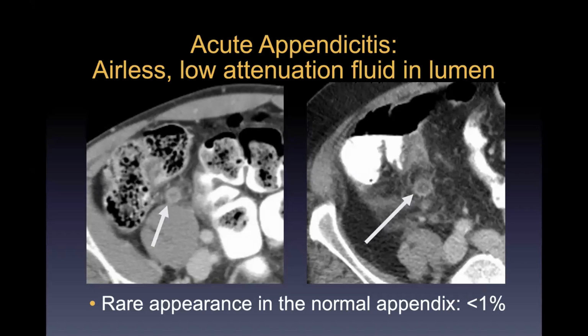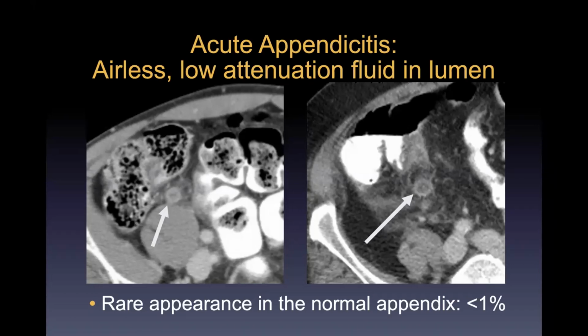And then this is one that I actually like a lot, and I don't feel like it gets quite enough attention most of the time, and that's the appearance of airless, low attenuation fluid filling the lumen of the appendix. Now, you'd think that there's fluid in bowel, there's fluid in the cecum a lot of the time, and therefore there might be fluid in the appendix.